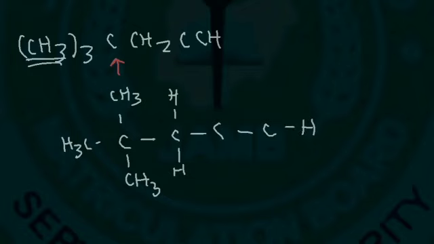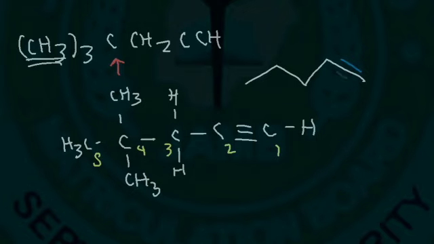The 2 carbons on the right, they have only 2 bonds. So to make them have 4, we need to put a triple bond here. So if we want to convert that to a line structure, notice that we have 5 carbon atoms in the parent chain. So 2, 3, 4, 5. And there's a triple bond on carbon 1. And on carbon 4, we have 2 methyl groups. So that's how you can expand it and convert it into a line structure.